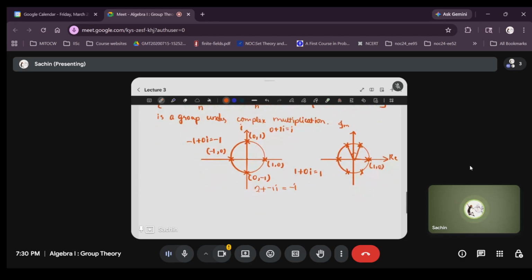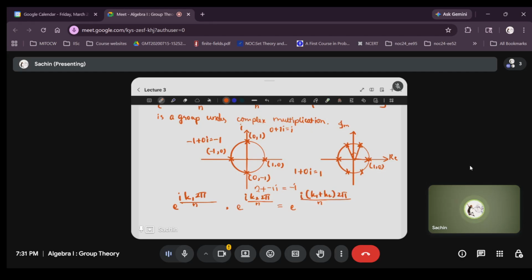Each of the points is also of the form e power i k1. Suppose one of the points is e power i k1 360 degrees by n. I'll write this 360 as 2 pi: e power i 2 pi k1 by n. And you multiply that with e power i k2 into 2 pi by n. You will get e power i into k1 plus k2 into 2 pi by n.